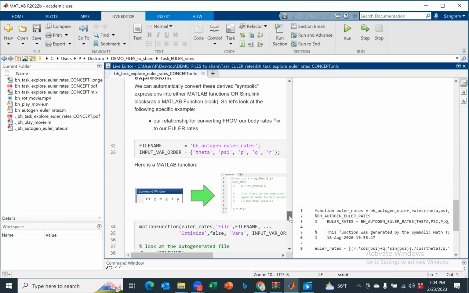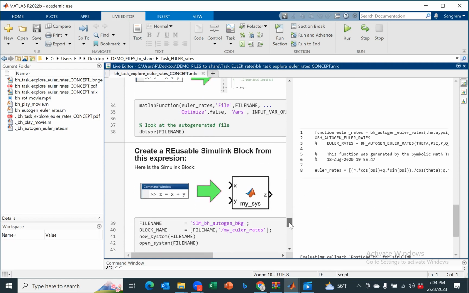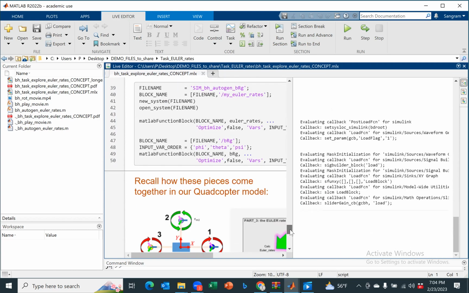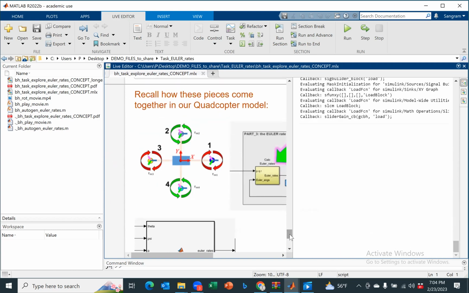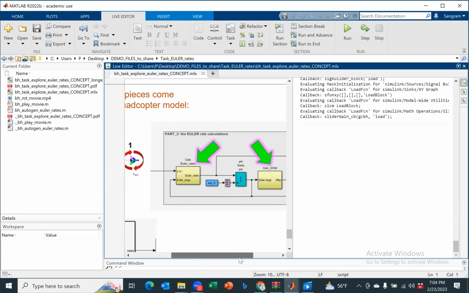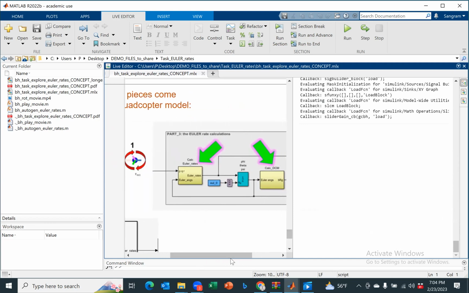So you can create a reusable function, and basically a reusable Simulink block. And the next part is, how is this getting implemented in the quadcopter model? I will talk about it when we study the quadcopter, but please understand that what this is talking about is nothing but the implementation of the kinematic equations for the flight vehicle.